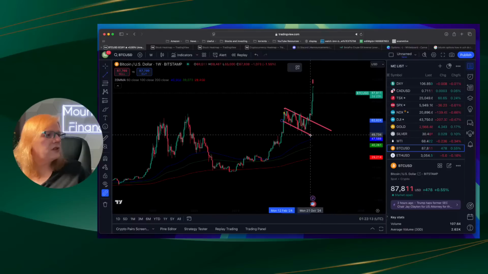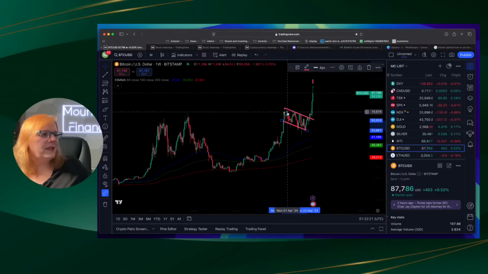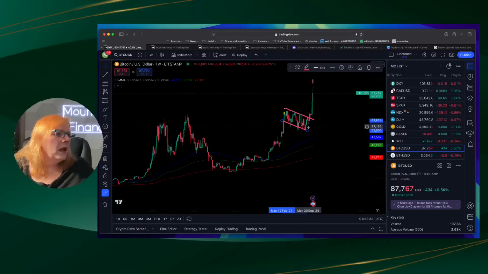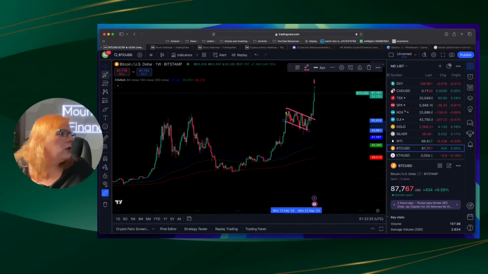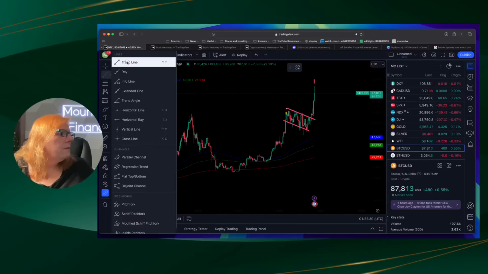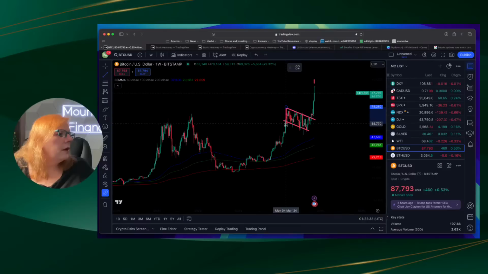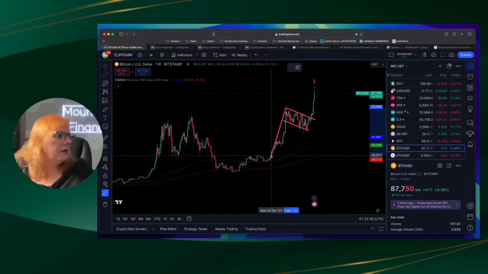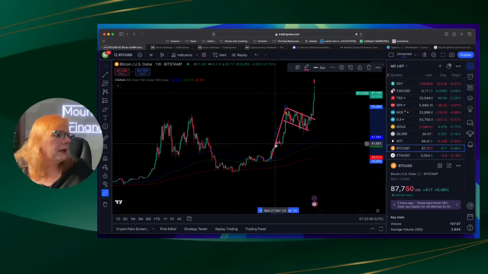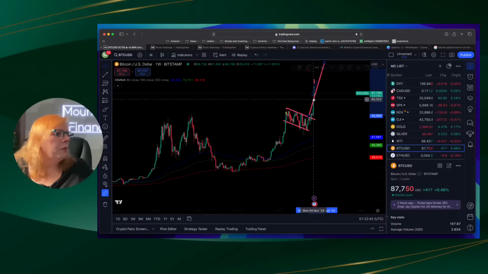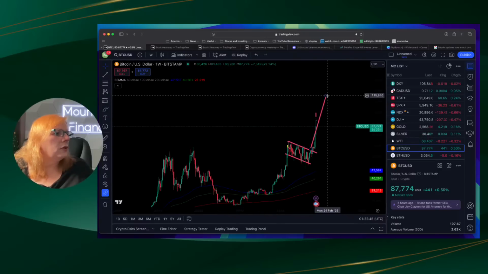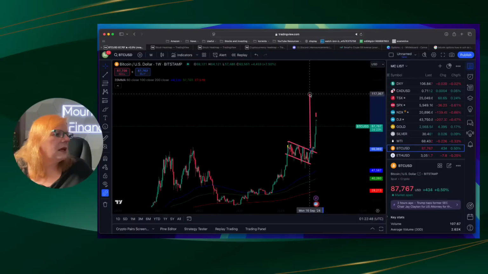All right, so actually really interesting is that Bitcoin was in this channel, which comes like this. This is kind of like a flag. What generally happens when you have a flag like this, and this is on a longer term chart, you can look here at the length of the flag, and that's typically where we can expect that breakout. Now, mind you, I have to straighten this out here.